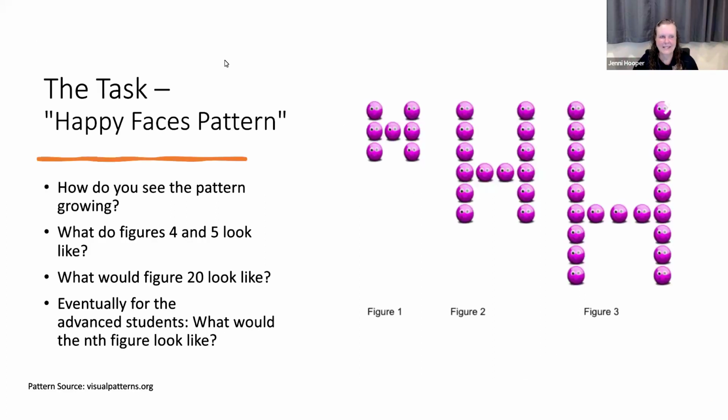Okay, so this is the task I chose. It's called Happy Faces. It's a pattern that I got from visualpatterns.org. The web address is down there at the bottom. The questions that are part of this task are: how do you see the pattern growing? What do figures 4 and 5 look like? What would figure 20 look like? And eventually, for the advanced students, what would the nth figure look like? So this is the task I want to ask about.